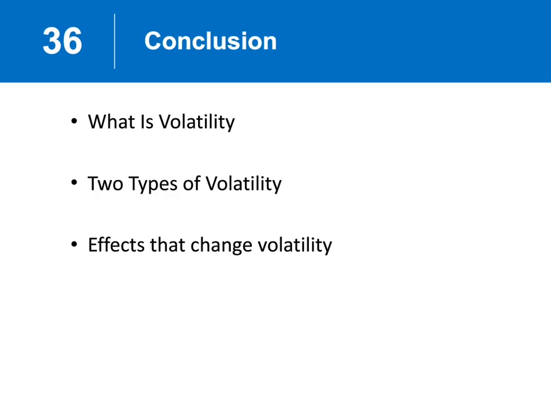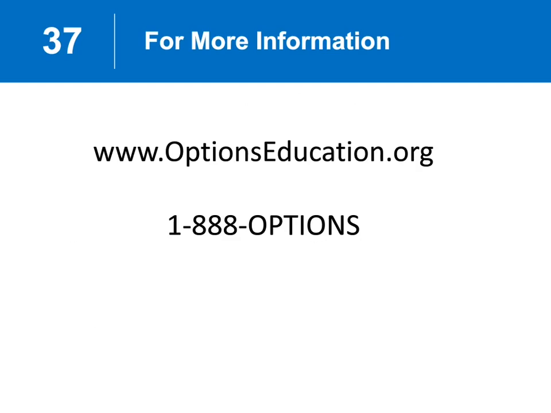All right, here's the conclusion. We talked about in section 1 what volatility is, the two types of volatility, and we compared those and the effects that it has on your overall positions or the market. This concludes my presentation. Thank you.